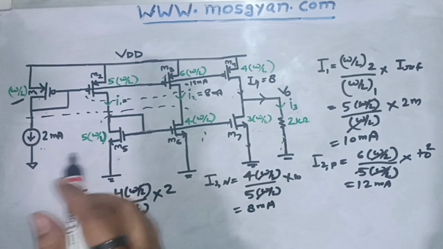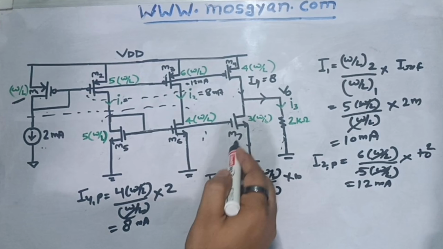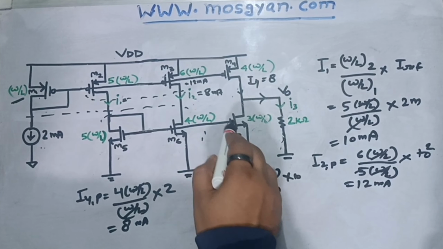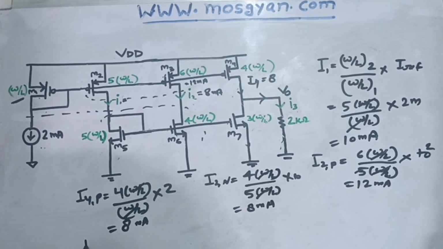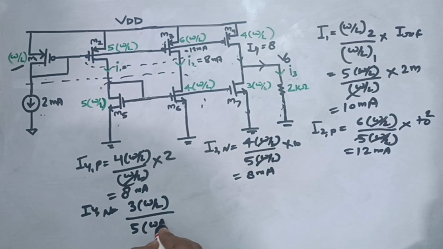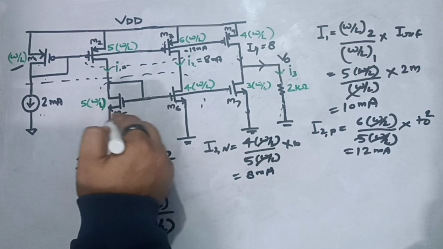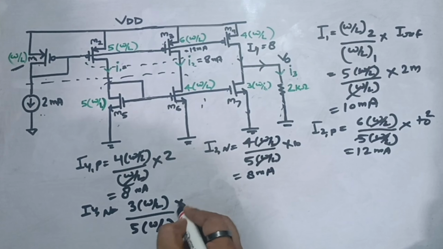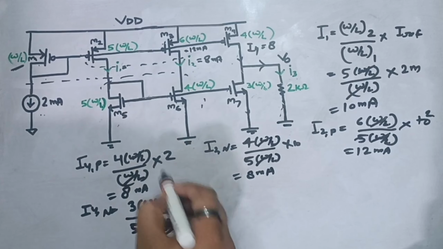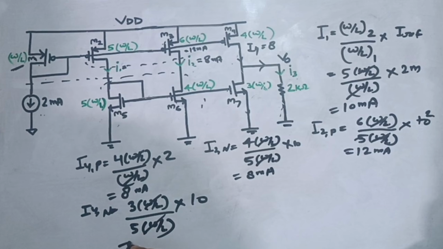Now we also need to calculate how much current is flowing because of this NMOS, and then we will be able to figure out how much current is actually flowing in this branch and how much is going in this resistor. So I4, because of NMOS, if I have to calculate, 3 into W by L is the output W by L, whereas 5 into W by L is the reference W by L for this NMOS current mirror. This is the reference NMOS current mirror. Into I reference would be 10 milliampere because current mirror for NMOS is starting from here itself, right? So if I calculate the current here, it is coming 6 milliampere.